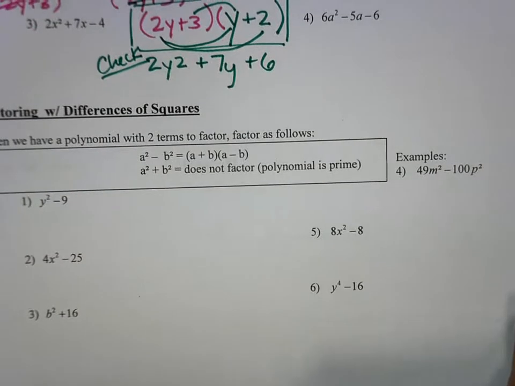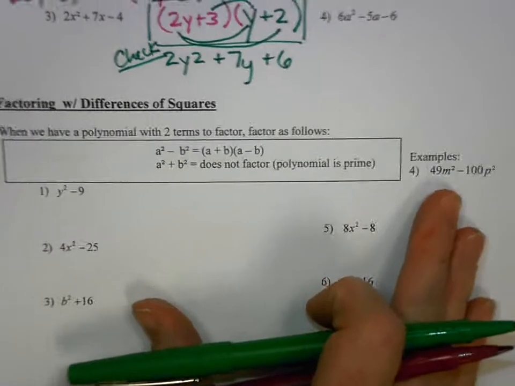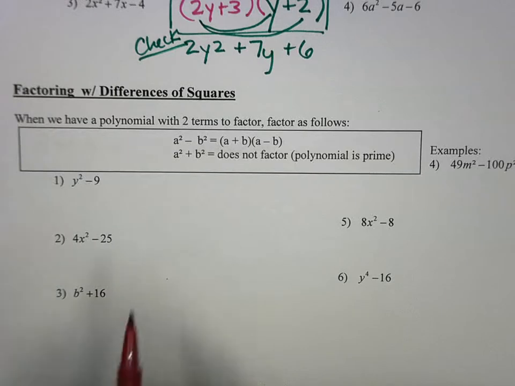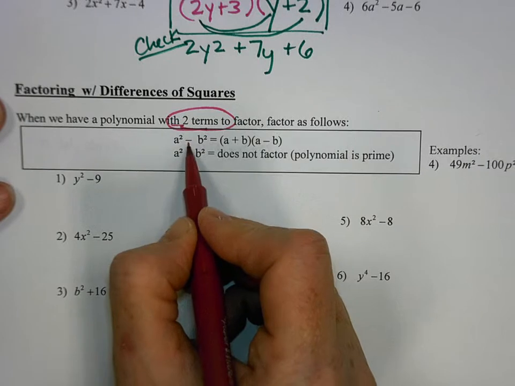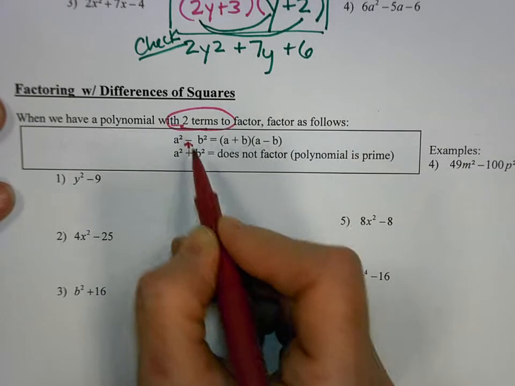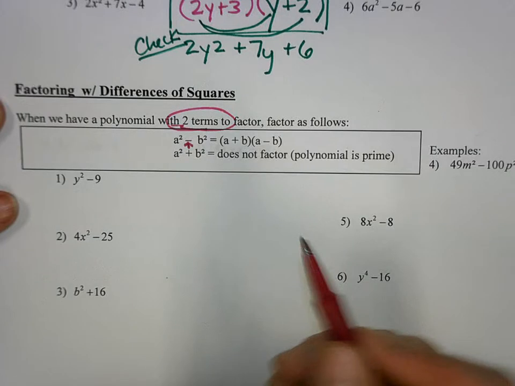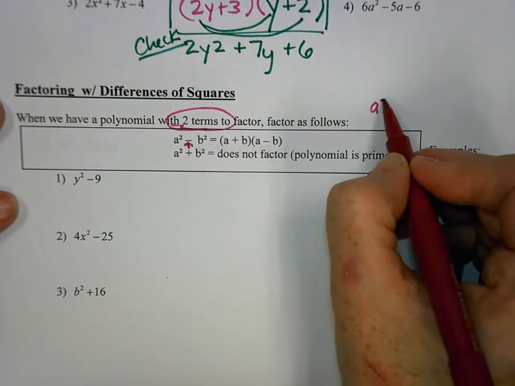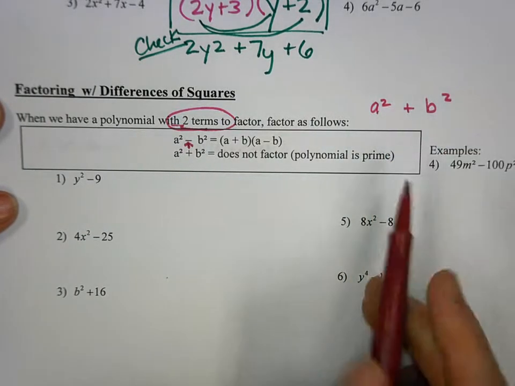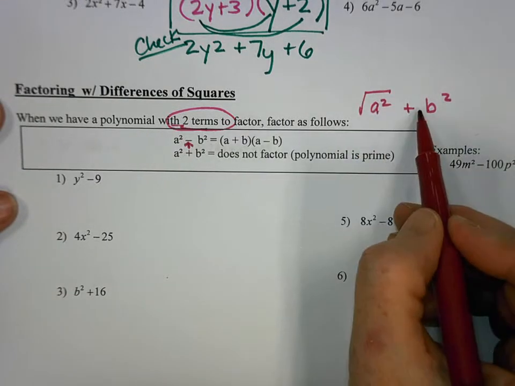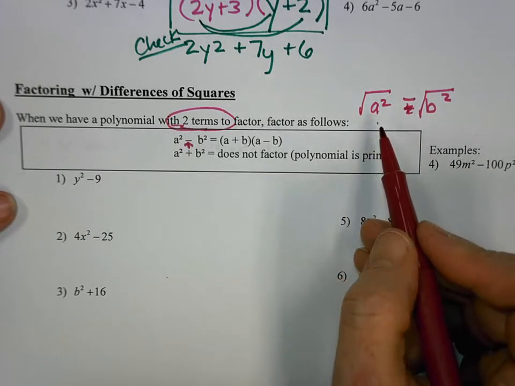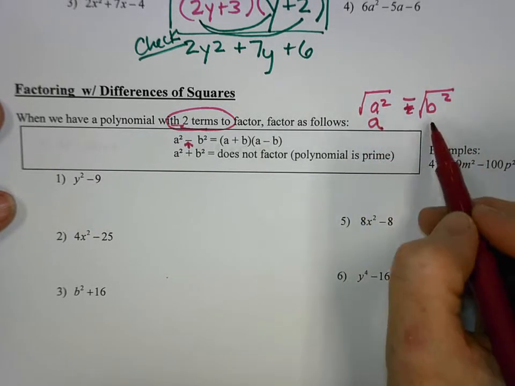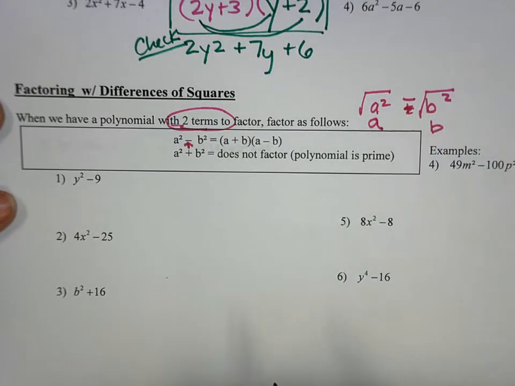Difference of squares. All right, this is a special case. You only use it when you have a polynomial with 2 terms that are to be factored, and the middle term is negative. So see, look at that middle term. The middle term is negative, and a squared and b squared are perfect squares, meaning you could take the square root of each of them, well, this would be a minus, and get an integer or a variable. So this would be a, I take the square root, I get a, I take the square root of b squared, and I get b. So this is a special case.